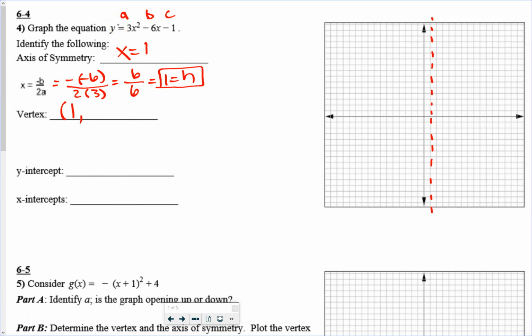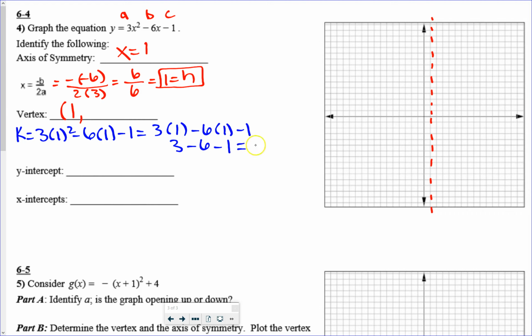If I have my h value, how do I find my k value? Plug it back in. So to get the k of my vertex, we plug back in my h. Exponents first: what is 1 squared? It is 1. Now we do the multiplying. 3 times 1 is 3, -6 times 1 is -6, and then -1. So this gives me -4. That is our k. So our vertex will be (1, -4).